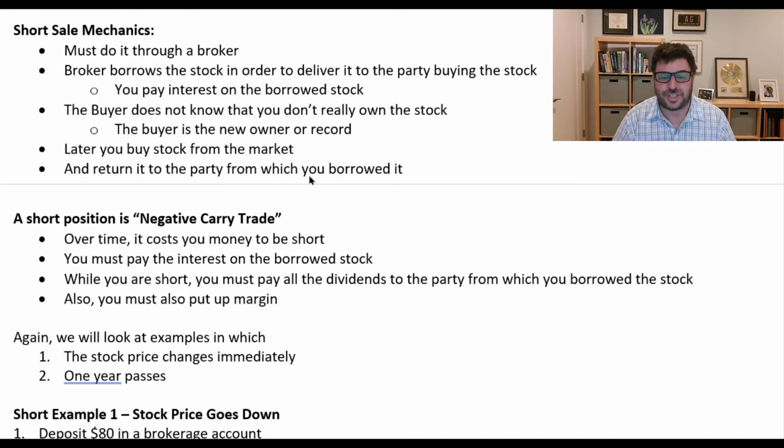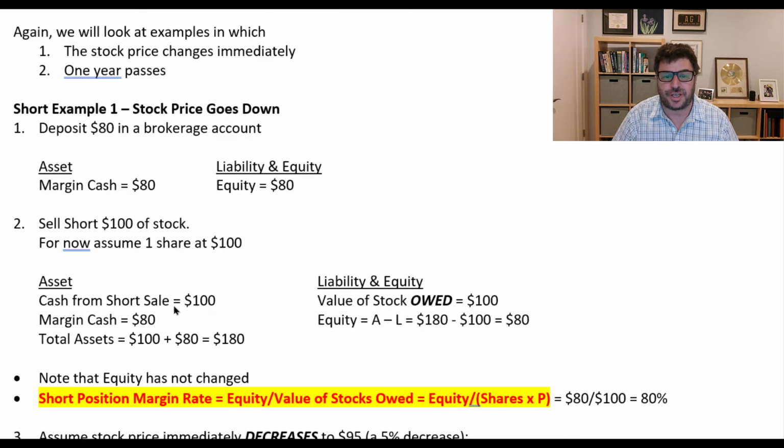So a short position is a negative carry trade, which means over time it costs you money to be short. You must pay interest on the borrowed stock. In addition, while you are short, the rule is you have to pay all the dividends to the party from which you borrowed the stock. And you have to put up a margin. So we'll look at that. Again, we're going to look at two different kinds of examples: examples in which the stock price changes immediately, and examples when exactly 1 year passes.